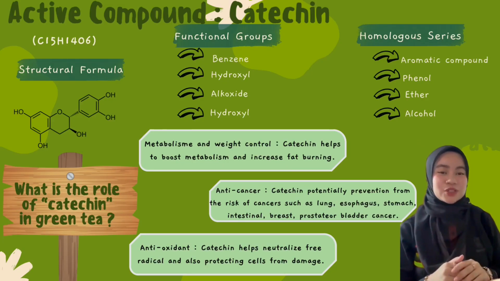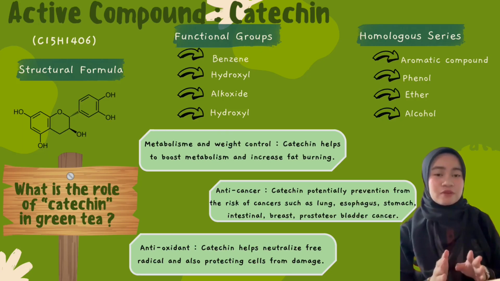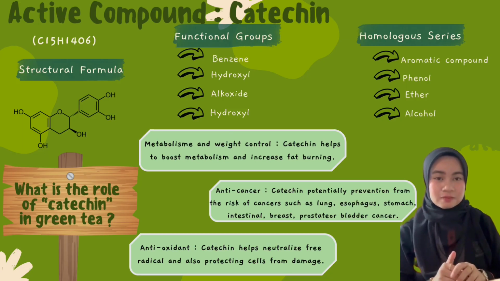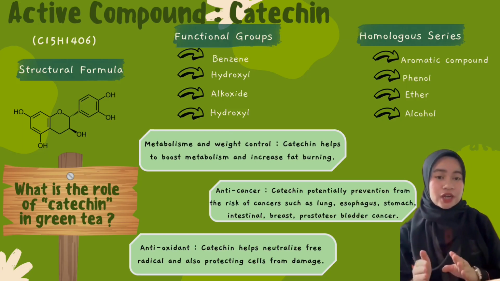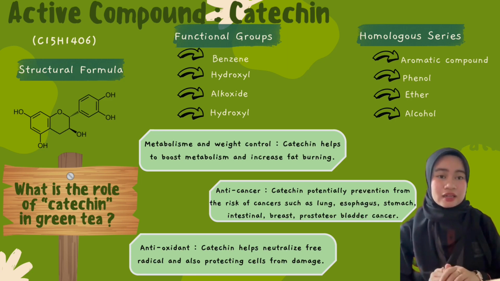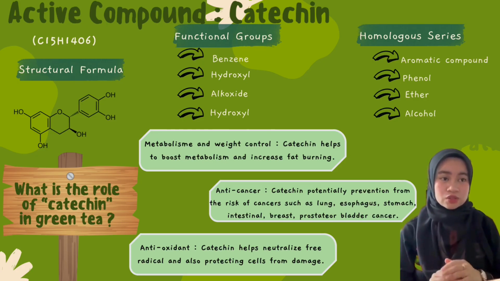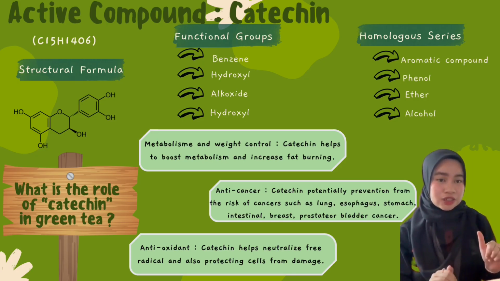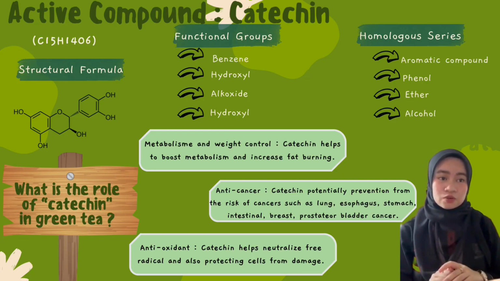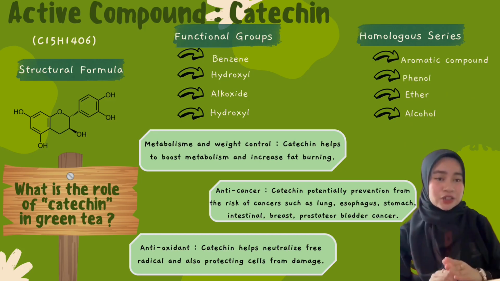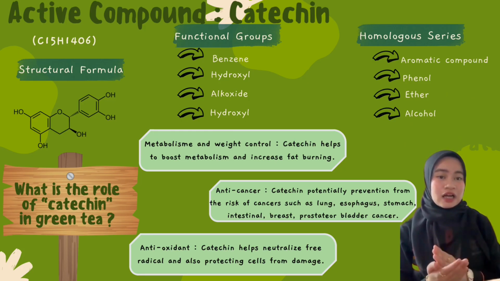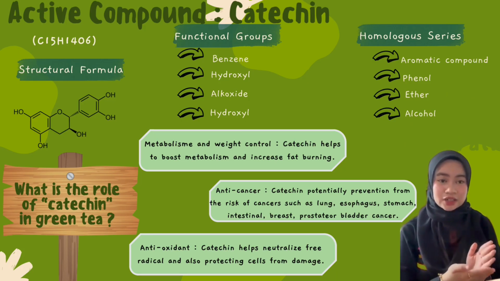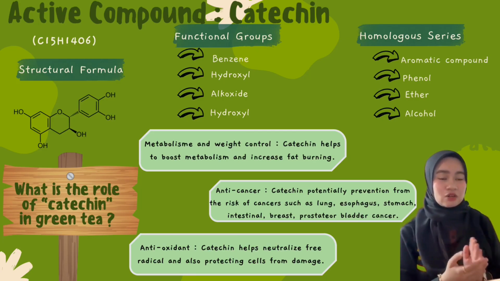Now, I would like to share the active compound that we found in green tea. Here, we already shared the structural formula. From that, I have found 3 functional groups and also 3 homologous series. The first functional group is hydroxyl, then alkoxide, then hydroxyl. The homologous series for hydroxyl is phenol, alkoxide is ether, and hydroxyl is alcohol.